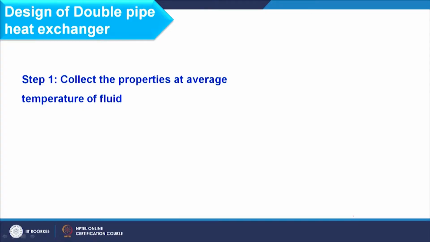Okay. Now, let us start the design of double pipe heat exchanger. Here we are going to discuss different steps which are involved in designing. So, let us start with step 1, and the step 1 is we have to collect the properties at average temperature of the fluid. Okay. That is a very important parameter, that we have to collect the property of the fluid. Okay. But that property should be at average temperature, not the inlet and outlet temperature, but the average of that two.